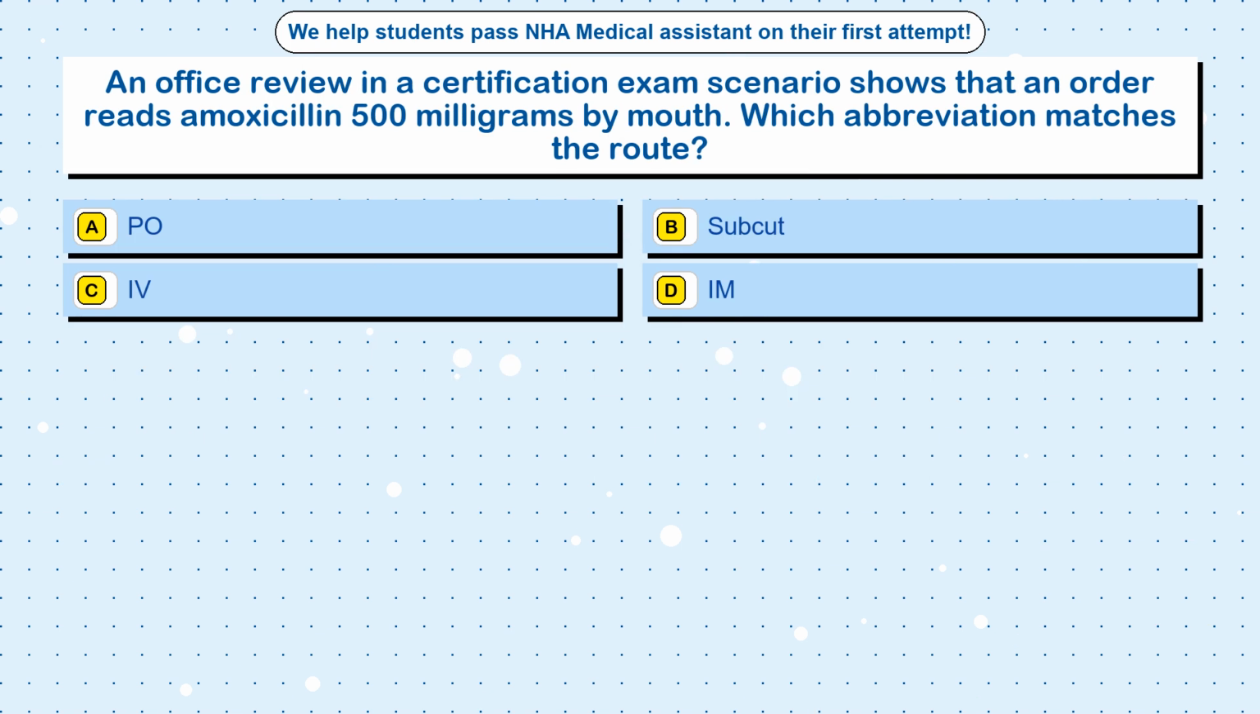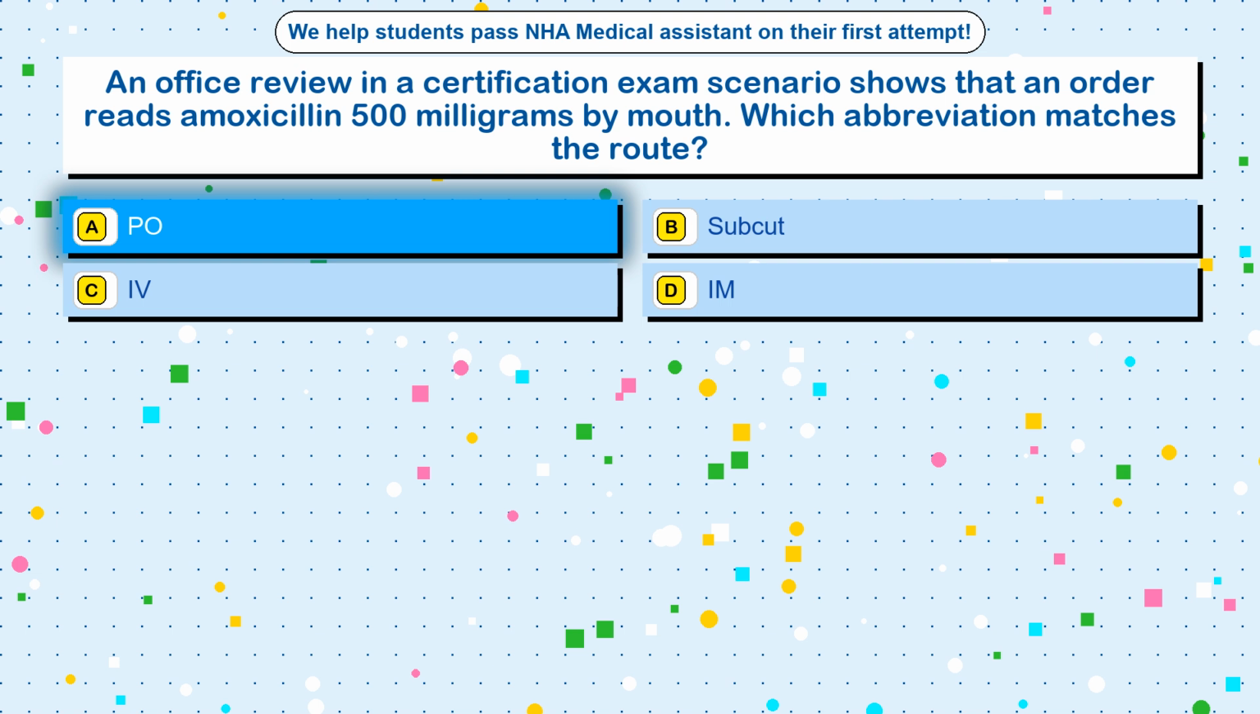Question 51. An office review in a certification exam scenario shows that an order reads amoxicillin 500 mg by mouth. Which abbreviation matches the route? Option A, PO. Option B, subcut. Option C, IV. Option D, IM. The correct answer is option A, PO.